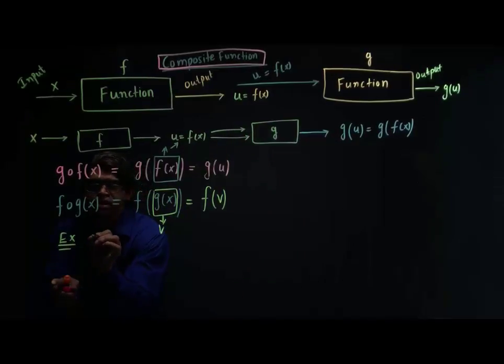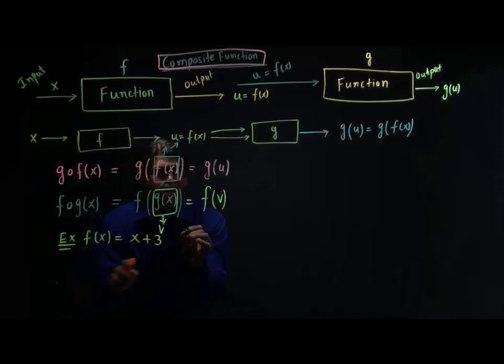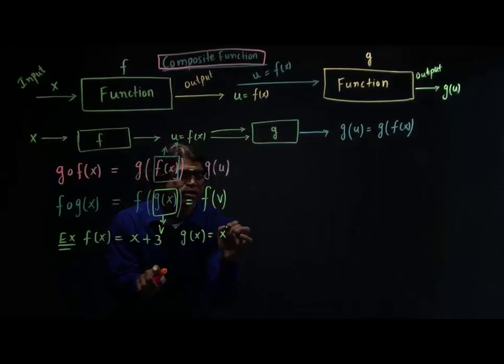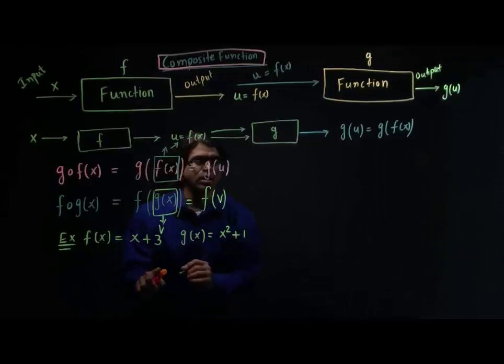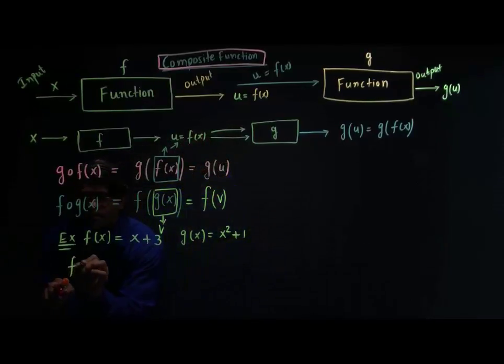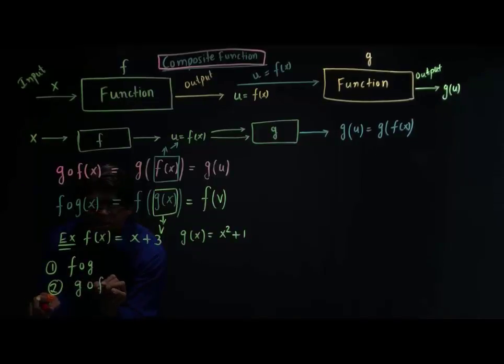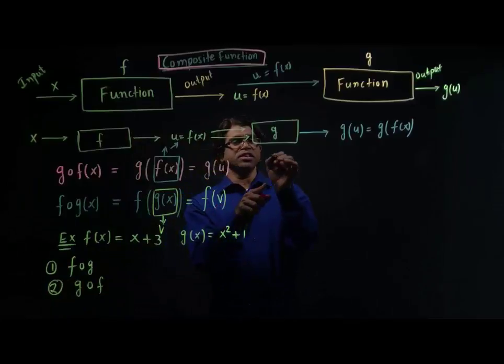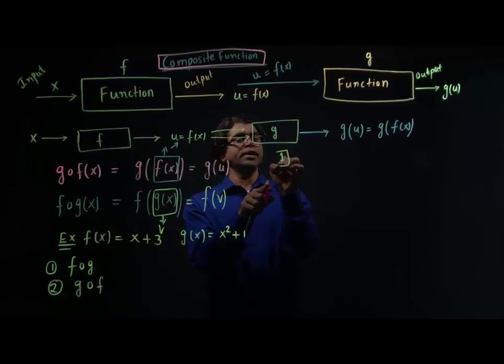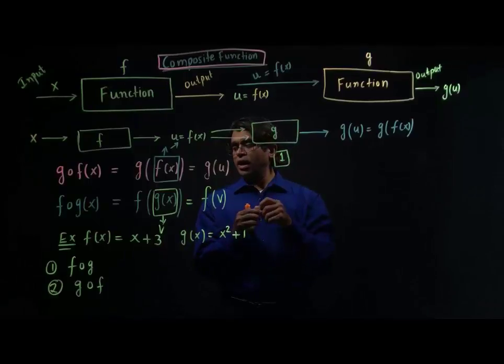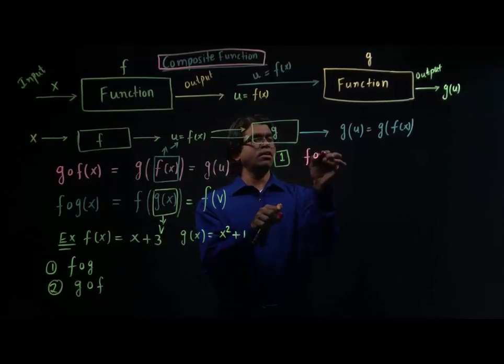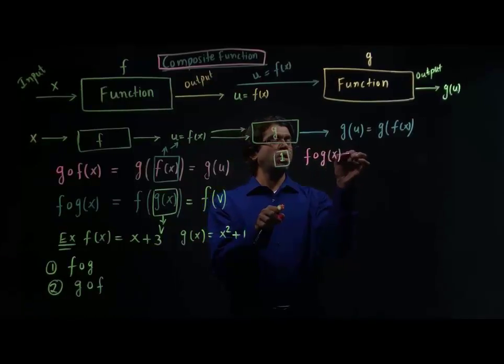My example is f of x is given as x plus 3, and g of x is given as x squared plus 1. I want to find f of g. This is the first thing I want to find. And the second thing I want to find is g of f. So let's start with the very first thing. First I'm going to find f of g. So I will write f of g of x.